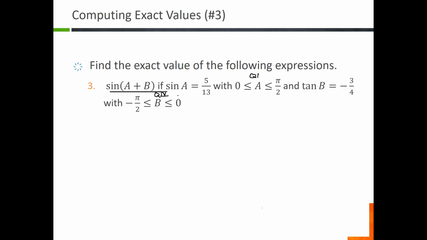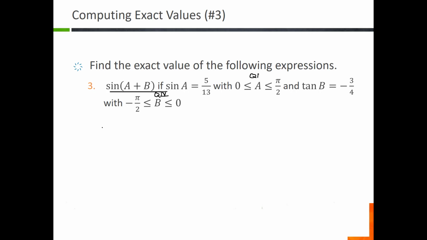Ignore all this line over here. That's just a glitch. All right, so we have angle A is in the first quadrant, angle B is in the fourth quadrant. We know sine of A is 5/13, and we know tangent of B is negative 3/4. And we're trying to use all of that to figure out what is the sine of A plus B.